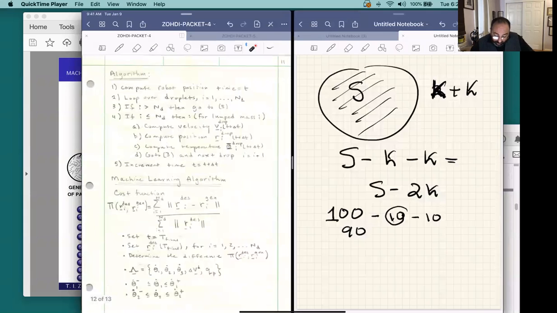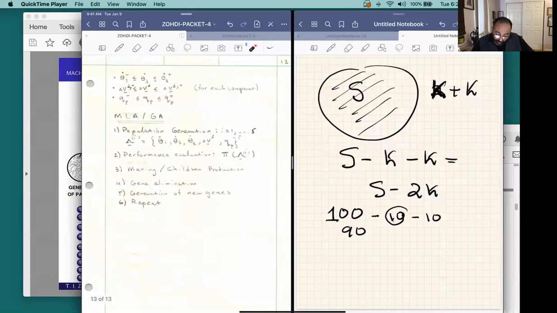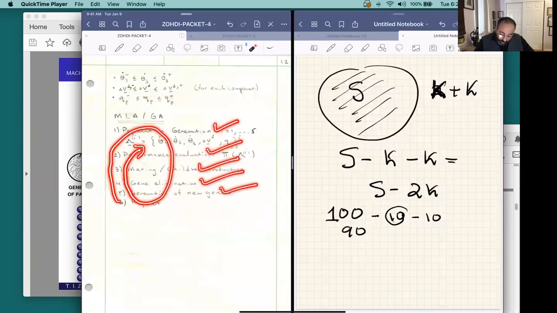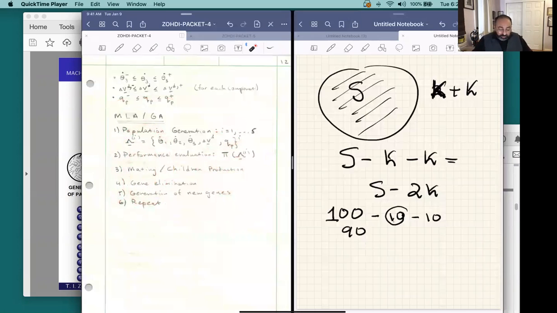So if you look at the end of the chapter in this packet number 4, it generates exactly the algorithm you need from start to finish, starting from the distribution of the particles, the thermomechanics of the particles, the score of the particles for the machine learning algorithm, and then finally the algorithm of population generation, population evaluation, population mating to produce the children, gene elimination, generation of new genes, and keep repeating this procedure over and over. So at this point, I want you to show me what you can do, but that's a big bulk of what we wanted to get over with.